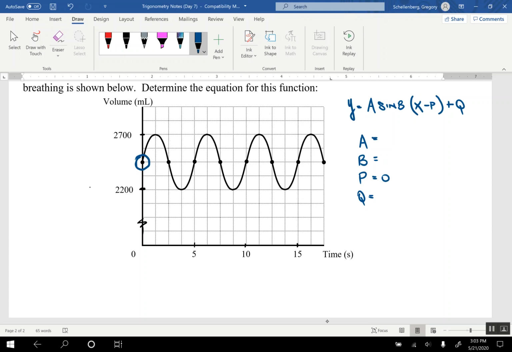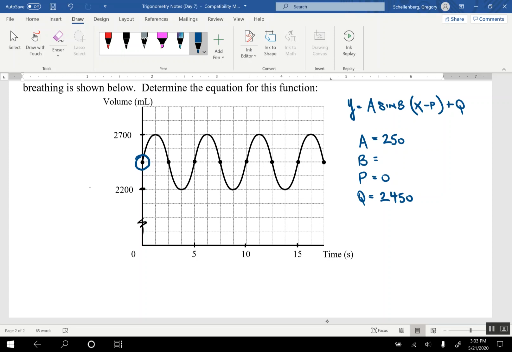Okay, so the easiest thing to find would be the vertical displacement, and between 2200 and 2700, there's 500 units there, 500 milliliters, and if we cut that in half, that's 250, and then add it to our min, so our q value is 2450, and the amplitude is 250. Okay, and so what we need to find here is what is our b value?